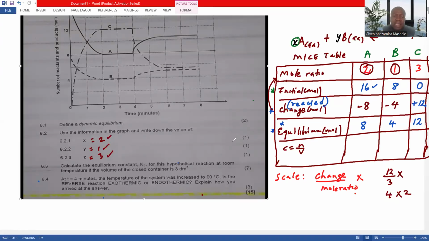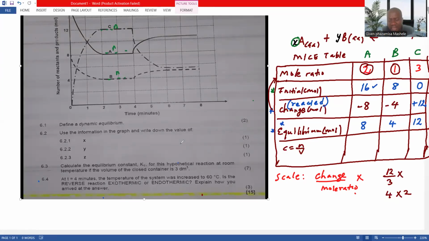Then the second question says, calculate the equilibrium constant, which is the Kc, for this hypothetical reaction at room temperature if the volume of the container is 3. We are given a volume. Honestly speaking, when we are just given a graph like this, ladies and gentlemen, there is no need to use the MICE table. I was just using it so that we can understand the values of X and Y. Why? Because they already gave us the number of moles at equilibrium, so it's easier to calculate.